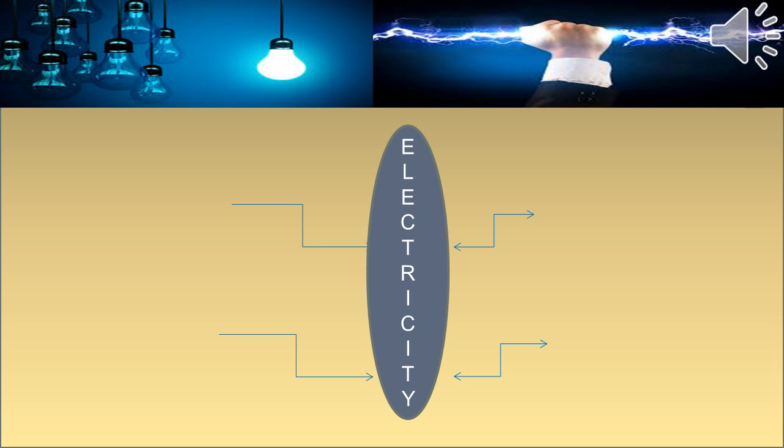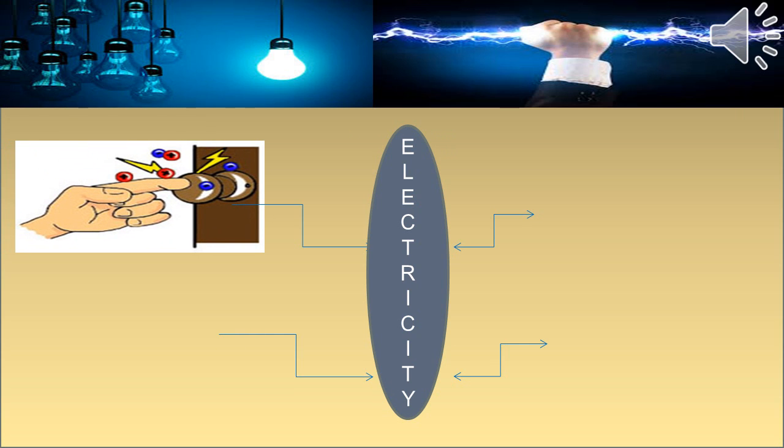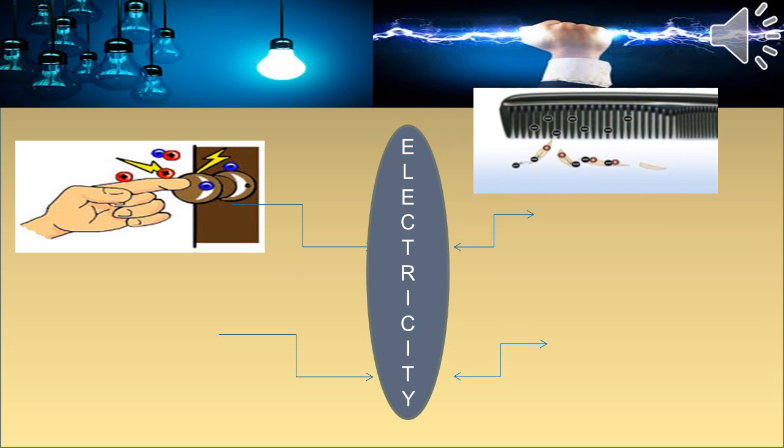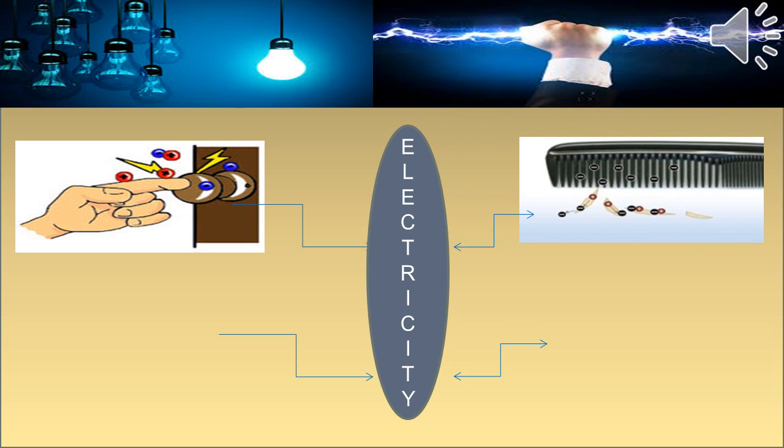Sometimes when you touch a metallic doorknob you get a shock. So it is also a kind of electricity. And many of you have done this experiment in your early days, rubbing your comb and attracting bits of paper, and you say this is magic. It is due to electricity.